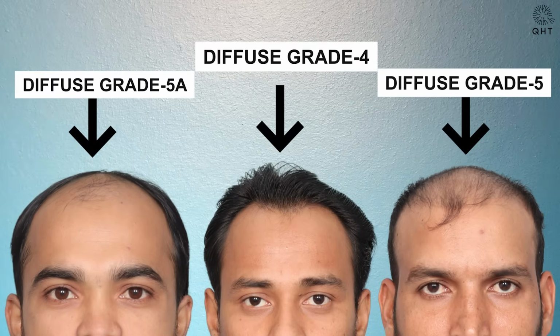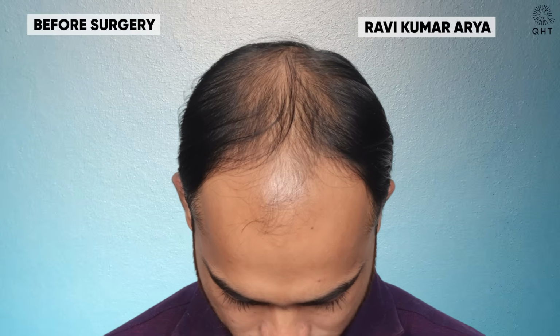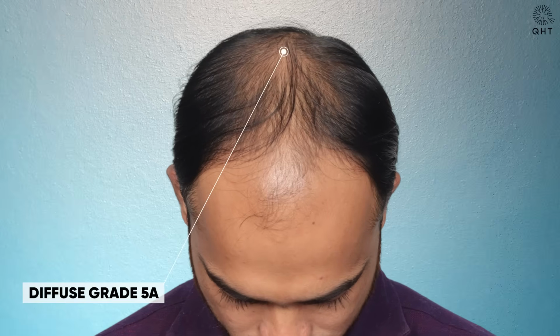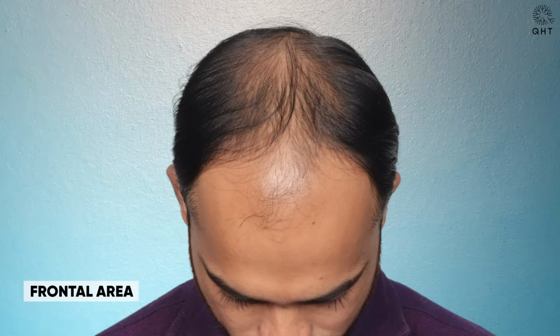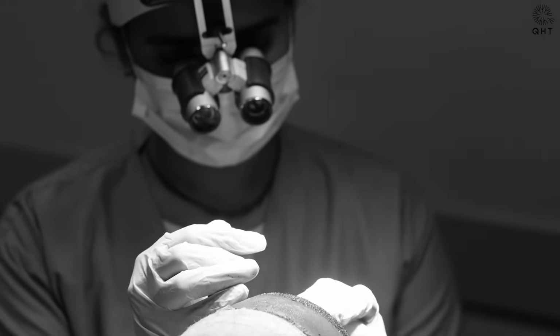Let us now take you through the initial conditions of our three patients, each representing a unique journey and a different stage of diffuse pattern baldness. Our first patient, Mr. Ravi Kumar Arya, was struggling with diffuse grade 5A baldness. His hairline had completely receded, leaving the entire frontal zone empty. There was significant thinning in both the mid-scalp and crown regions, making it clear that a high graft count and comprehensive planning were essential to restore a natural look.